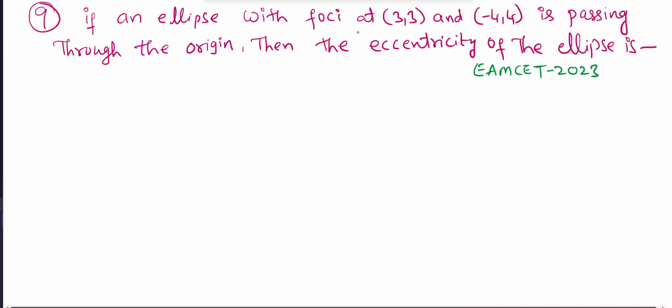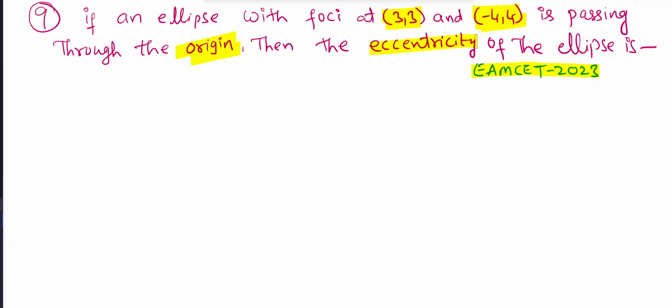This is the 9th question from the ellipse, EAPCET 2023. Here is given an ellipse with foci at (3, 3) and (-4, 4) passing through the origin. Then the eccentricity of the ellipse is dash. So here two foci are given: the first focus S is (3, 3) and the second focus S' is (-4, 4), and the origin (0, 0) is given.